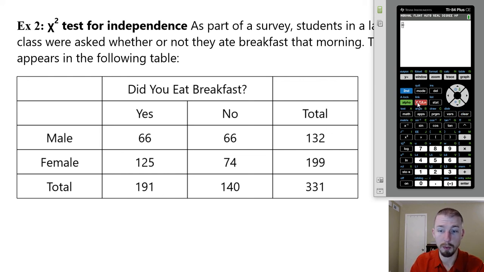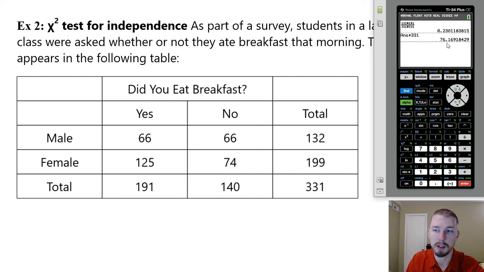The probability of being male was 132 out of 331, multiplied by the probability of eating breakfast, 191 out of also 331. When I do this, it's going to give me a probability, but I want to multiply that to get back to count. So I'm going to multiply it by 331. Oh, almost made a mistake there. That would give me an expected count of 76.169.